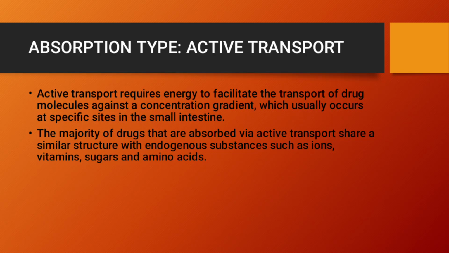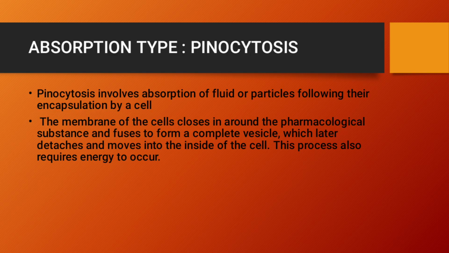Absorption type: active transport. Active transport requires energy to facilitate the transport of drug molecules against the concentration gradient, which usually occurs at specific sites in the small intestine. The majority of drugs that are absorbed via active transport share a similar structure with endogenous substances such as ions, vitamins, sugar, and amino acids.